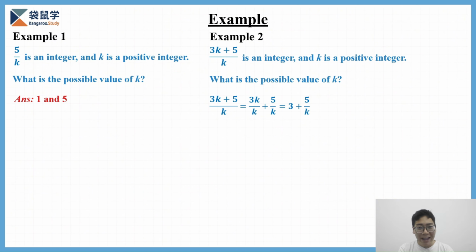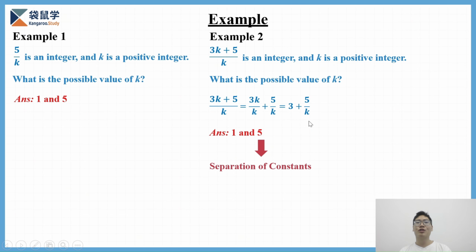Yes, it is also an integer. So now, what will be the value of k in this case? Yes, it is 1 and 5. So what we have just done in example 2 is actually called the separation of constants, when we split a rather complex fraction into an integer and a simpler fraction.